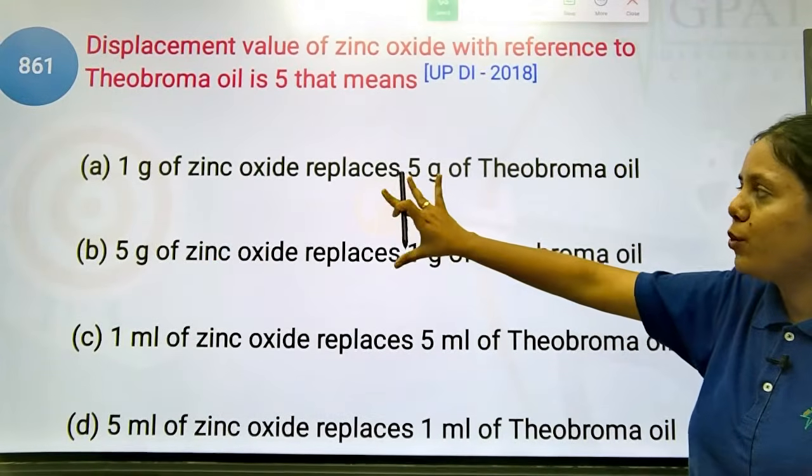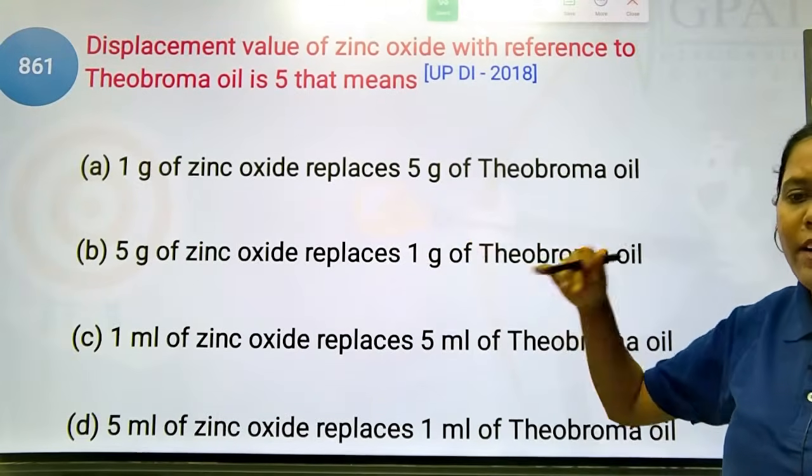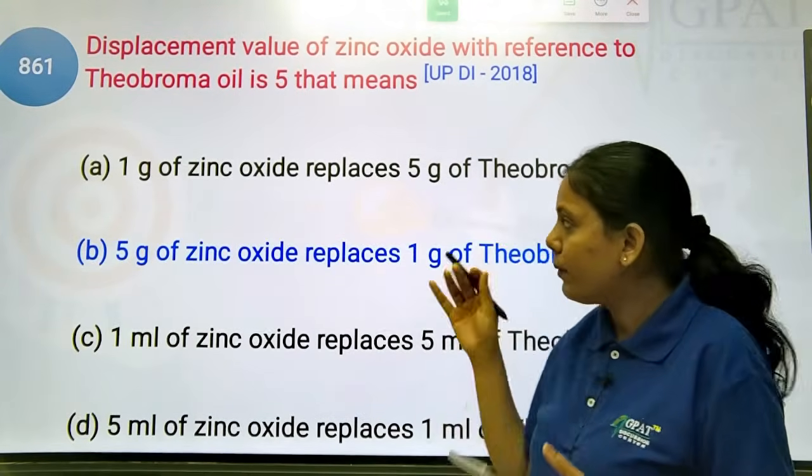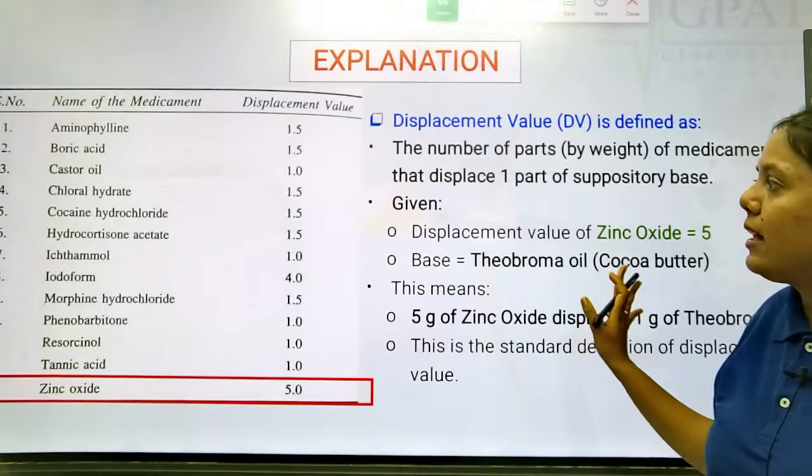Remember, most of the students get confused between this. Remember 1 gram of the base. Okay? So option B is the right answer.